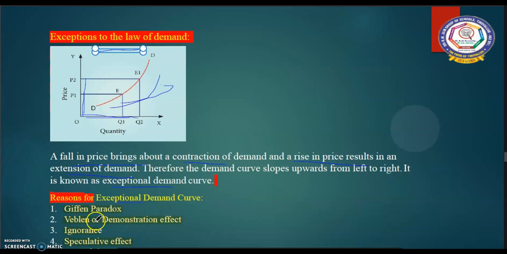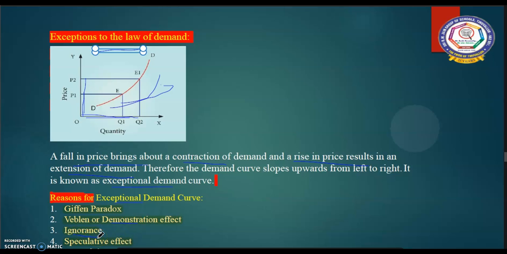Next one, Veblen or demonstration effect. Veblen explained the exceptional demand curve through his conspicuous consumption. That is, rich people buy certain goods because it gives prestige to them. For example, diamonds we can take.